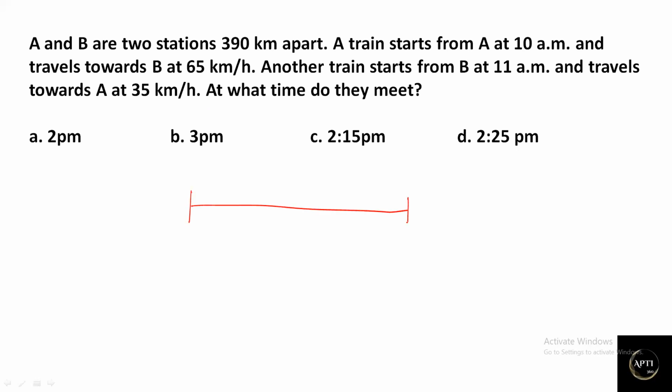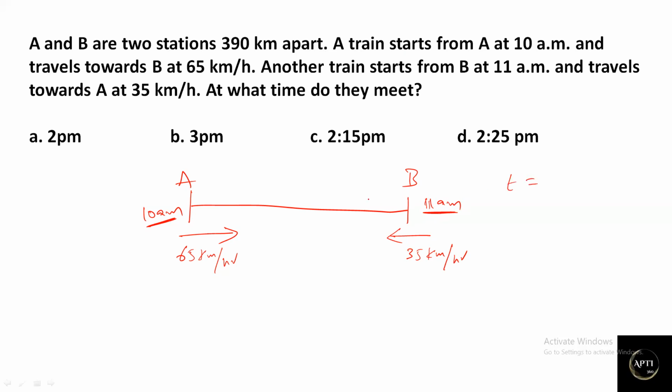There are two stations. Let's consider here it is A and B station. From A, a train starts and travels towards B with 65 kilometers per hour, correct? But this train is starting at 10 a.m. And the next train starts towards A at 11 a.m., correct? Now with the speed of 35 kilometers per hour. Now just remember, at 10 a.m. one train is starting from A, and when it is 11 a.m. one train is starting from B. Now can I write directly here the time taken?